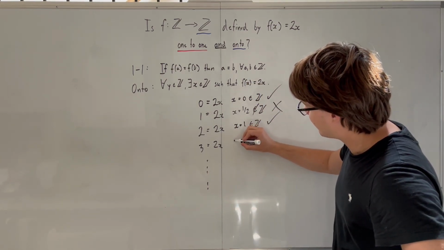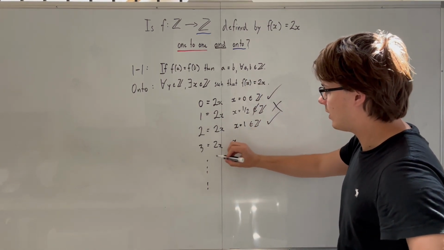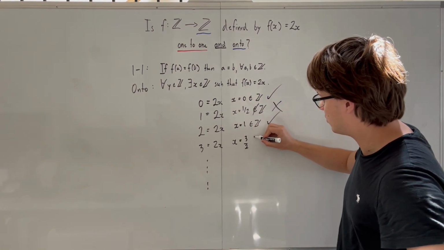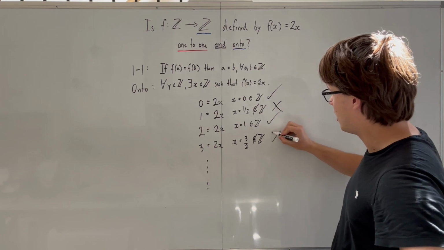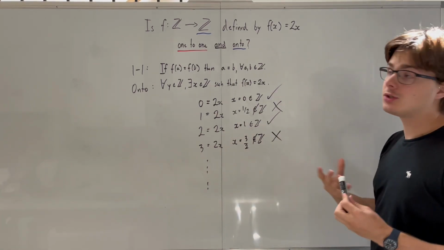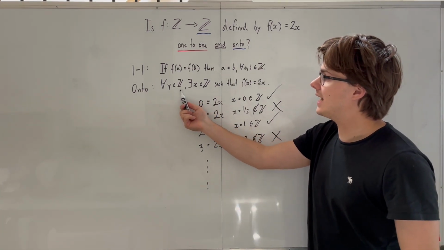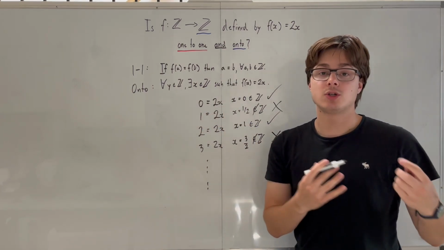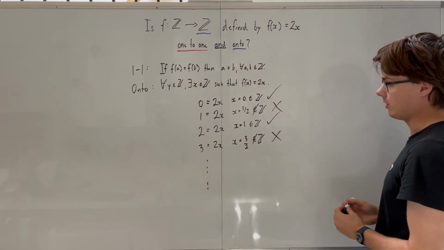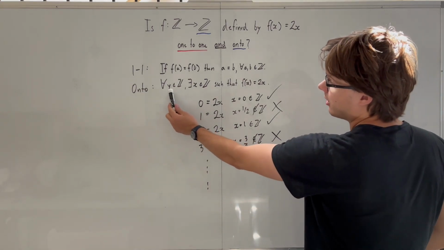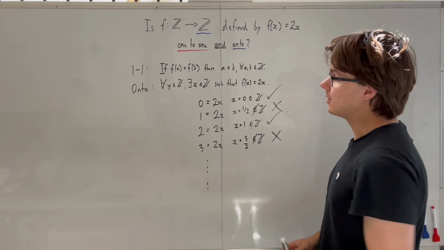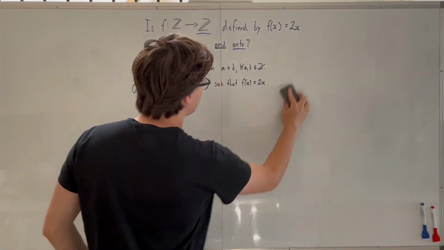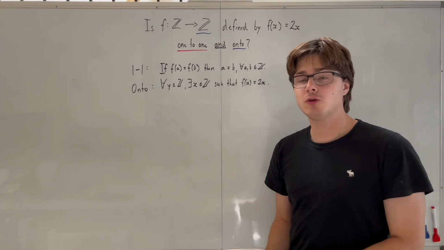Similarly for 3, in order for 2x to get us 3, x would need to be equal to 3/2, which is not an integer. So that means that, no, it's not true that we can get every integer in our codomain with an integer in our domain using our function. Specifically, we cannot get odd numbers from a single integer. So let's go ahead and write down the proof for this.